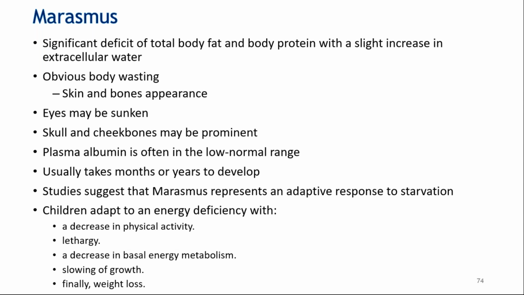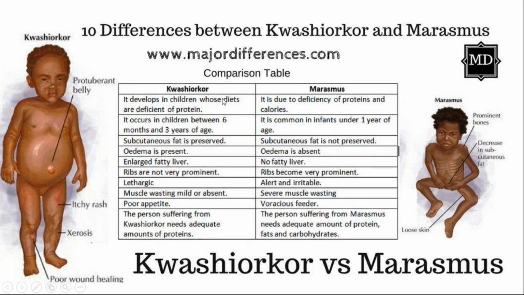So if you look at the differences between kwashiorkor and marasmus, in kwashiorkor you see a protruding belly and rash, and there will be poor wound healing. Whereas in marasmus, you see more emaciation, no food, they have used up all the protein, you can count their ribs, they have lost all the subcutaneous fat, and they have loose skin.